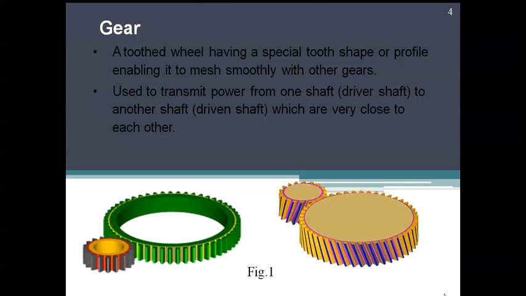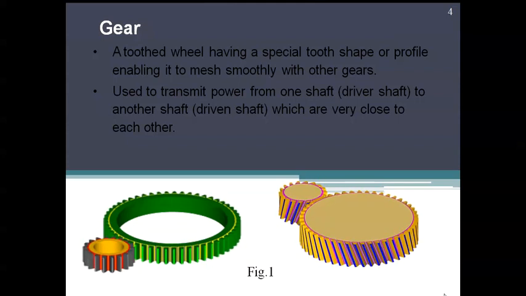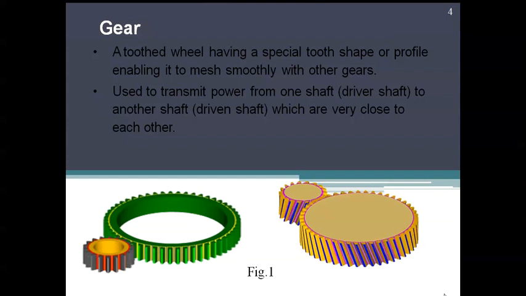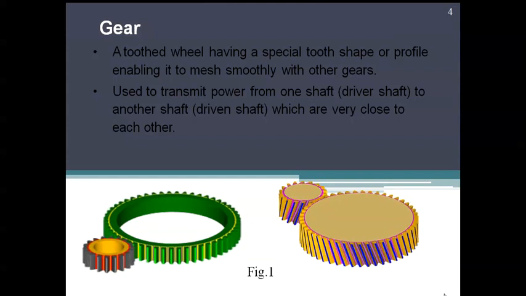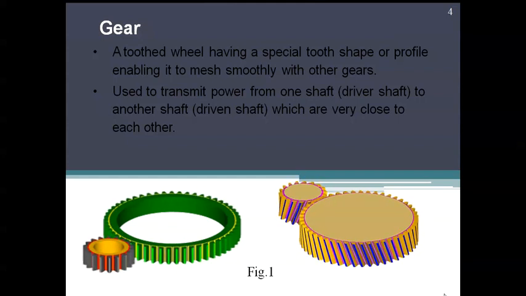So here power transmission takes place where the center distance is very less. The center distance between the two shafts is very less.